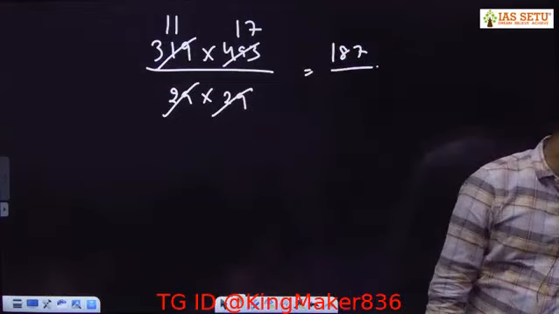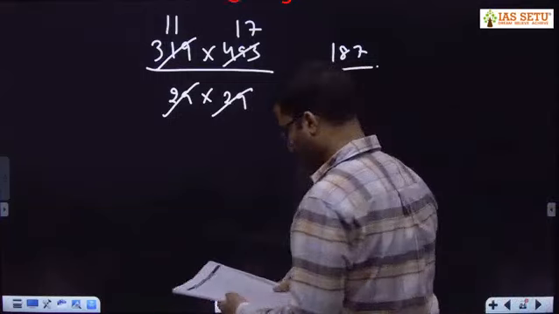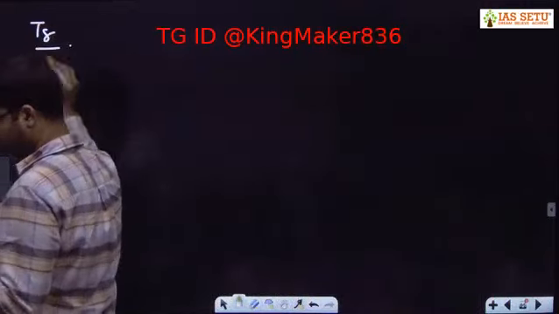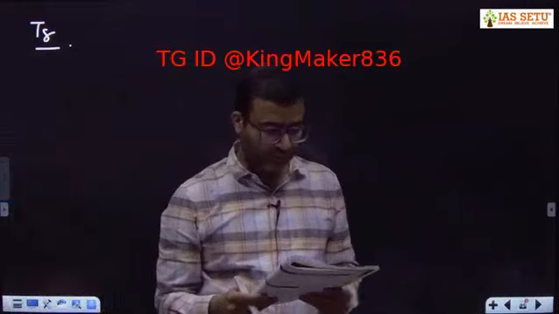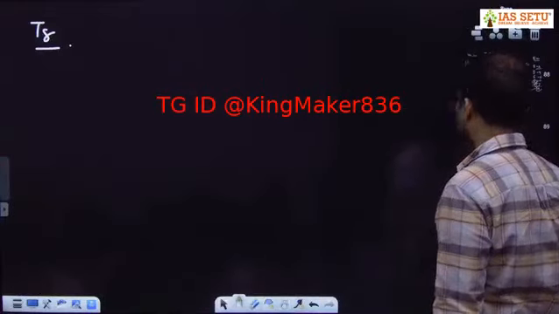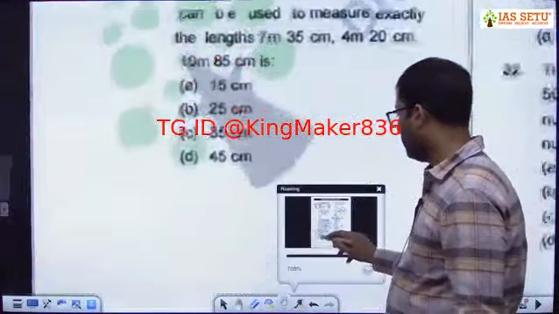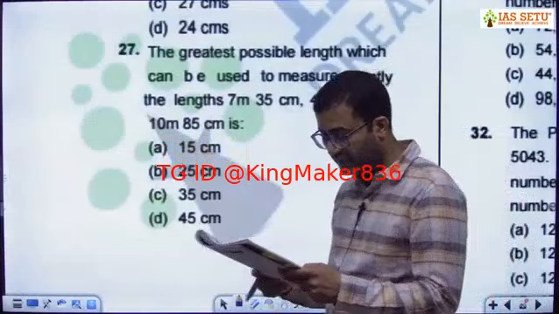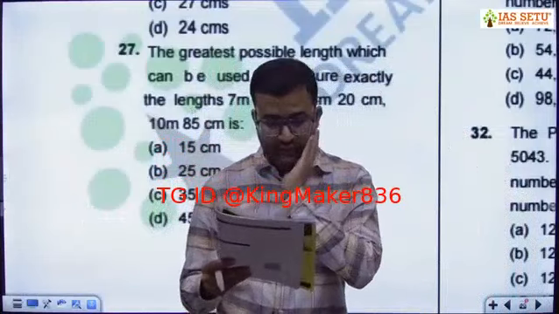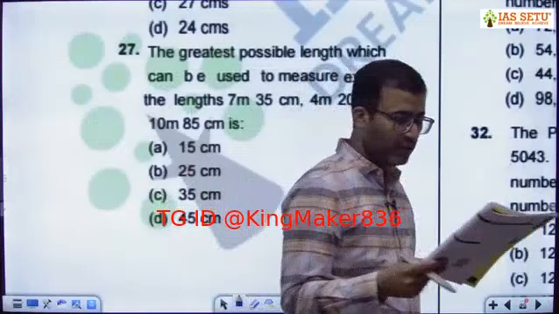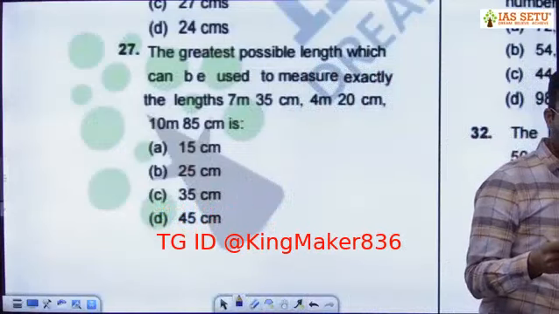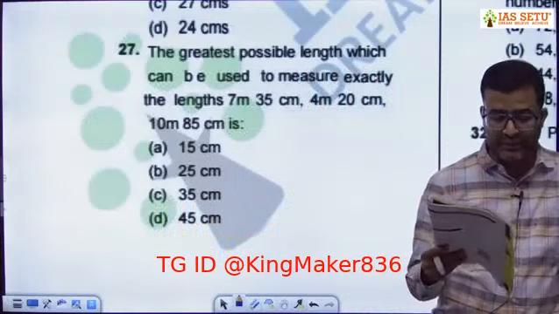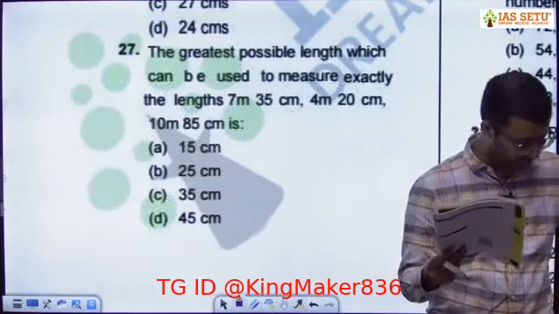I take one more type of HCF. Question number 27. Question here is greatest possible length which can be used to measure exactly the length 7 meter 35 centimeter, 4 meter 20 centimeter, 10 meter 85 centimeter is.